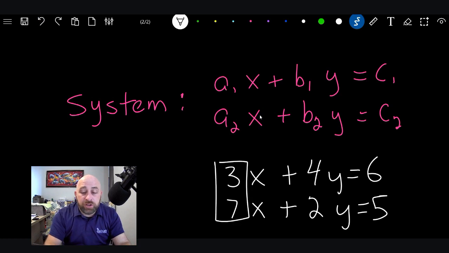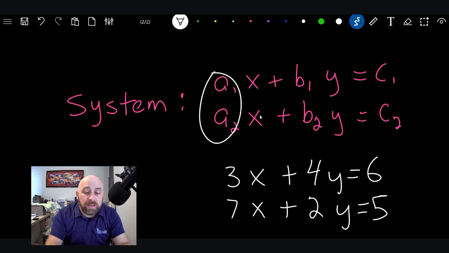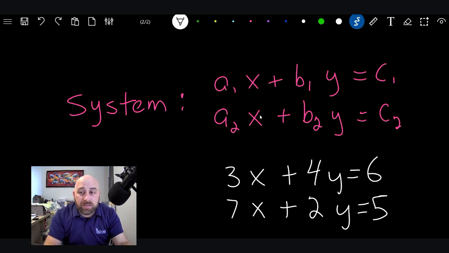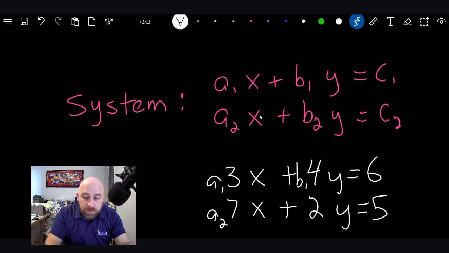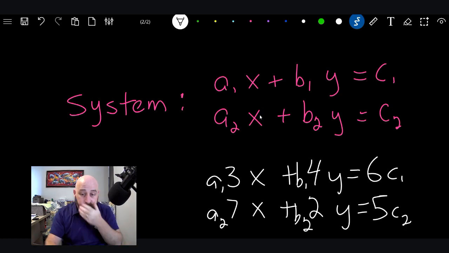Instead of actually showing you how to do it on one with numbers, they're showing you how to do it if it had variables. And this is going to be useful because these ones right here are always going to be A1 and A2. So this one's going to be A1 and this one's going to be A2. This one's going to be B1 and this one's going to be B2. This one's going to be C1 and this one will be C2.